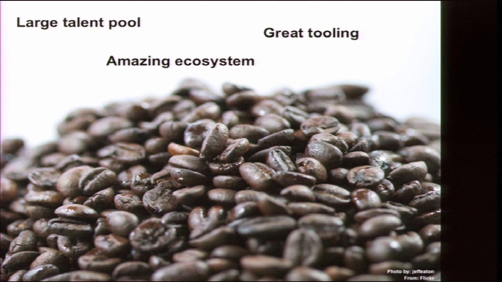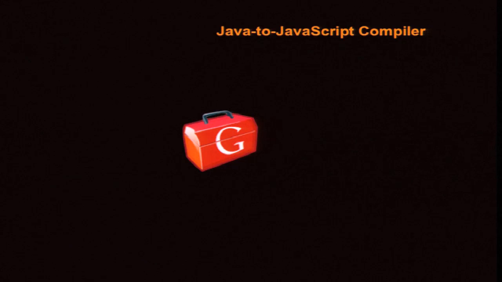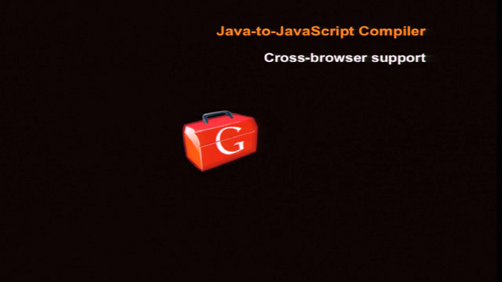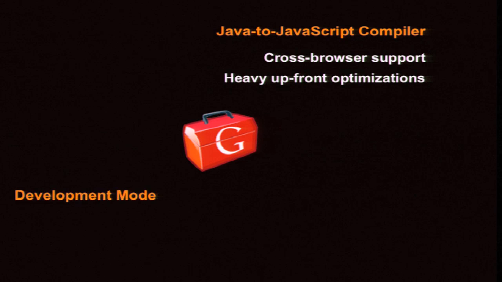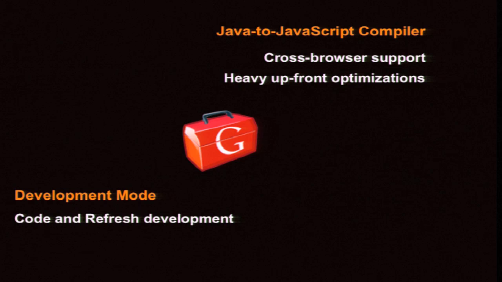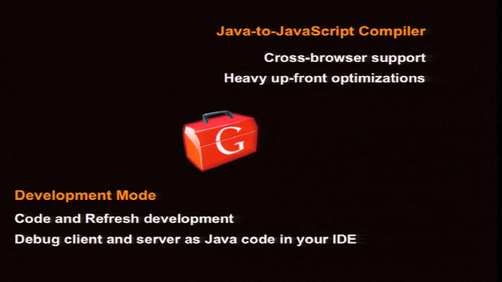Okay, so why don't we use the Google Web Toolkit compiler to compile our Java to JavaScript? Not only will it translate our code, it will give us cross-browser support, and it will apply a lot of heavy upfront optimizations to our code so that the JavaScript becomes smaller and faster than any handwritten JavaScript we could come up with. And it will also give us development mode. The code and refresh development experience, you change code, you just refresh the browser. And also, it will allow us to debug client and server-side code as Java code in our IDE.